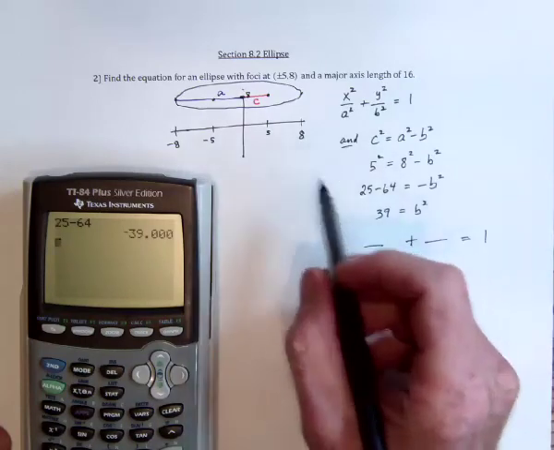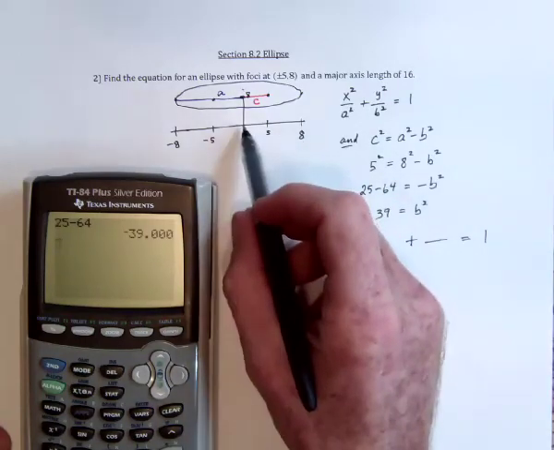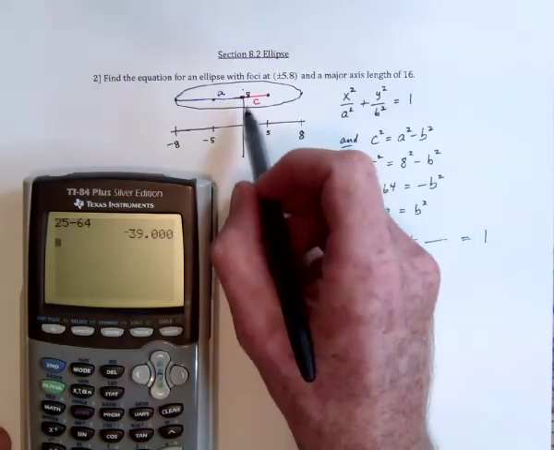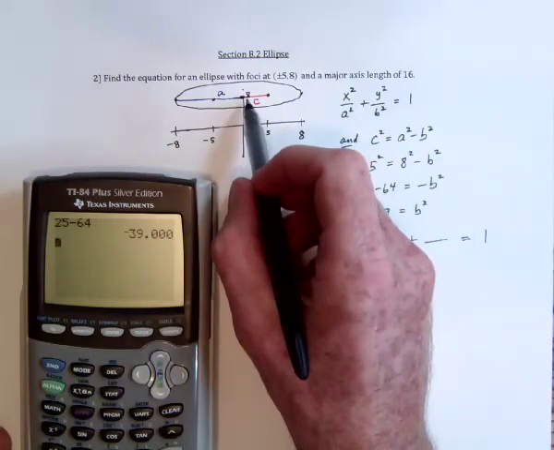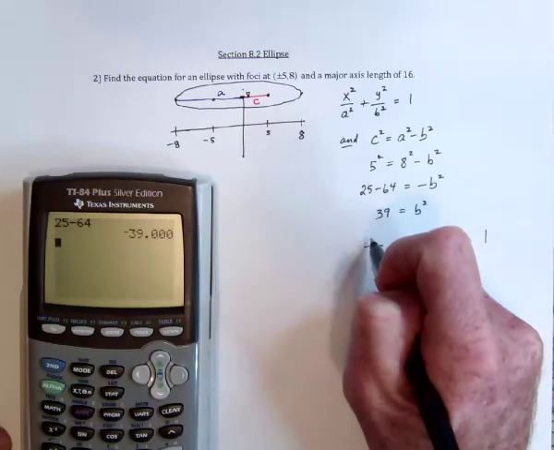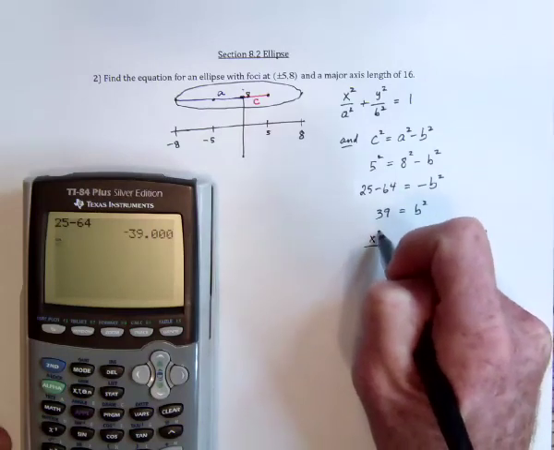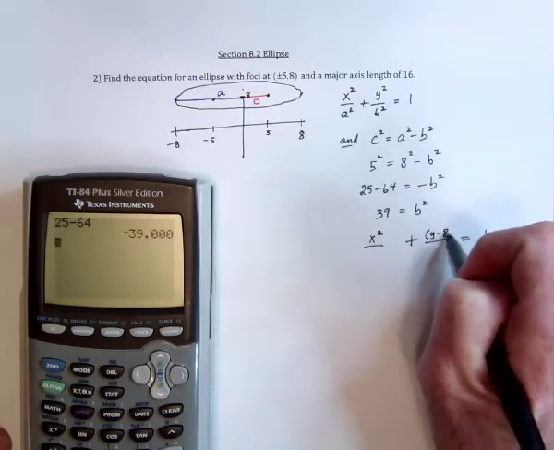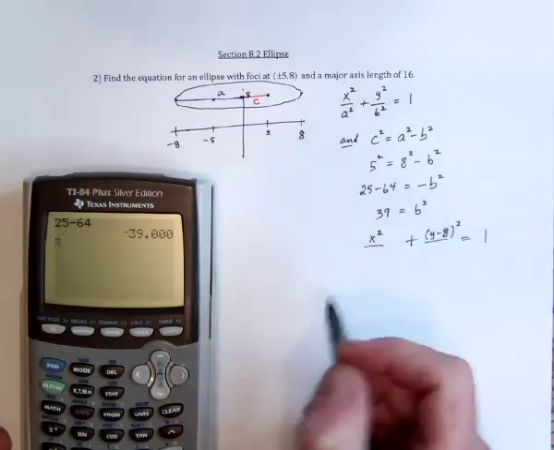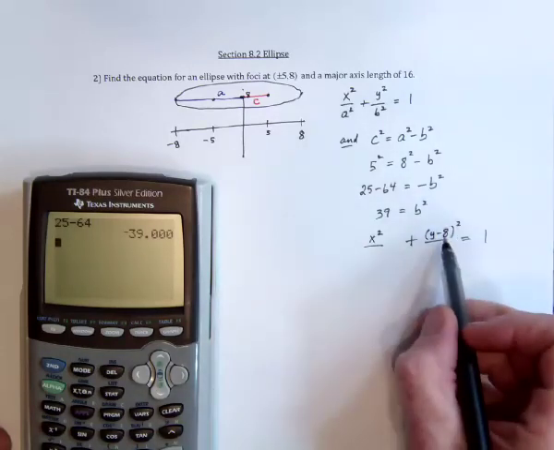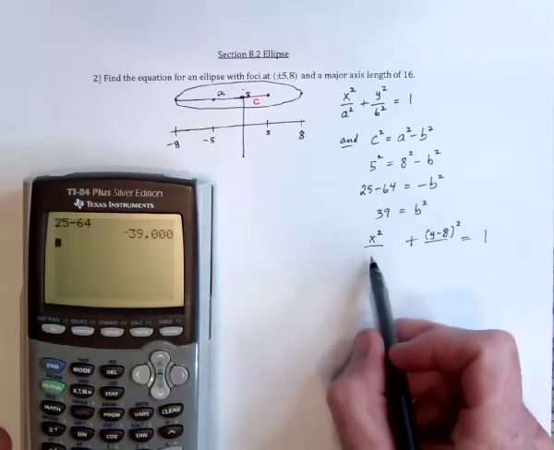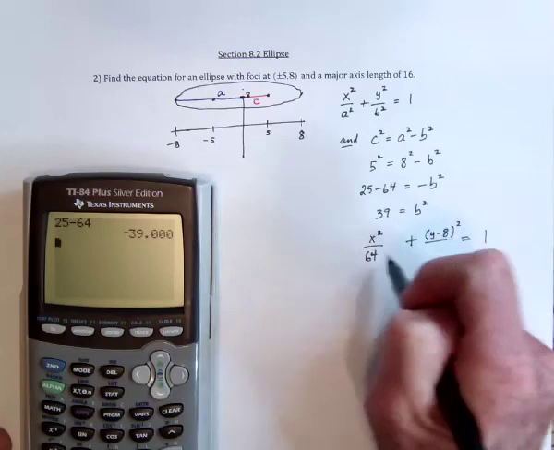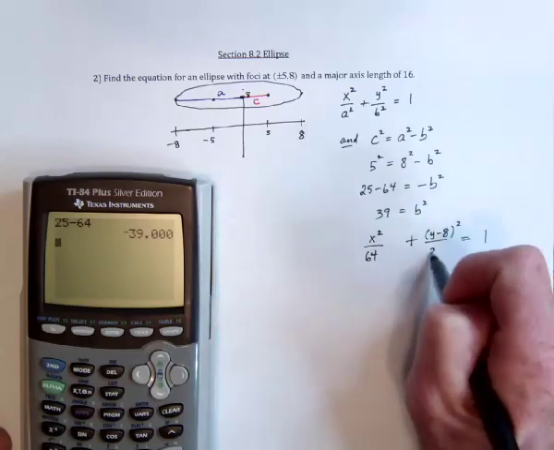So if this was centered at the origin, I would just leave this as x and y. But its center is at 0, 8. So this is going to be x minus 0 is squared. And this is going to be y minus 8 is squared, so that the center is at 0, 8. And then this needs to be a squared, so that's going to be 8 squared. And this needs to be the b squared.